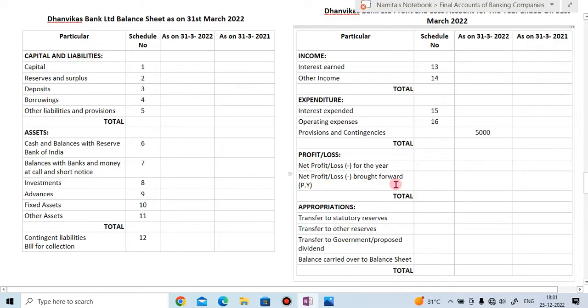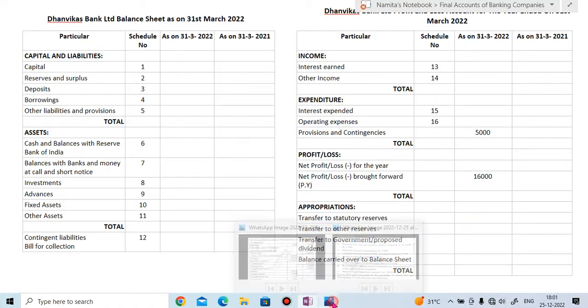profit, okay, brought forward, that is previous year profit. How much is the previous year profit? 16,000 is the previous year profit. Now this is done.